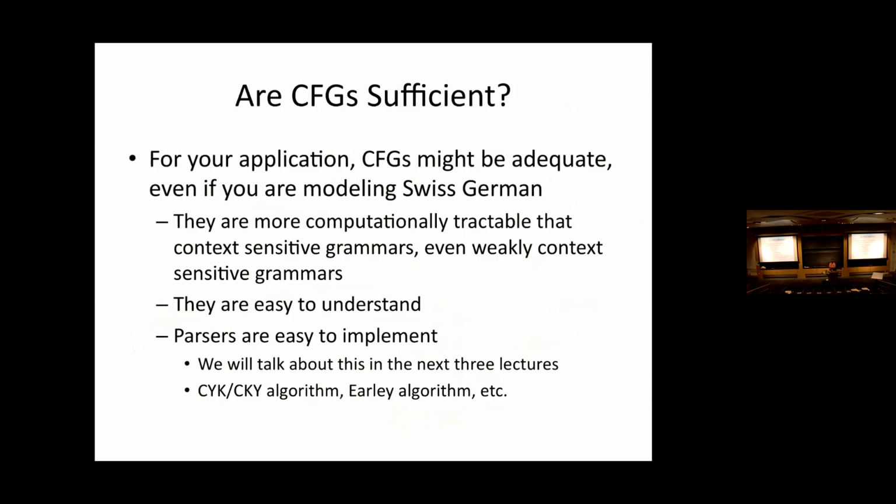So do we care about the fact that languages are not necessarily context-free? Who cares? For your application, like for your project, for many applications, CFGs may be adequate. Even if you're working on Swiss German, I don't expect that you are, but if you are, CFGs may still be adequate. And they have some great advantages. They are computationally more tractable than context-sensitive grammars, even weakly context-sensitive grammars. They're easy to understand and reason about, and the parsers are easy to implement. So we'll talk about this in the next 3 lectures. We'll talk about the CYK or CKY algorithm, the Earley algorithm, and so on, and how you can do context-free recognition and parsing.